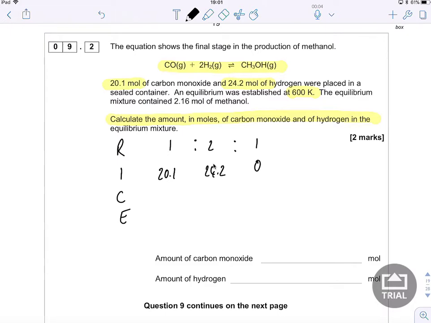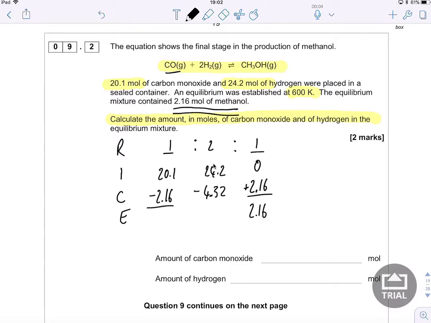So the change in moles. I'm going to work that out actually after I've added a bit of information about my methanol. So my equilibrium mixture, I've got 2.16 moles of methanol at equilibrium. So my change in moles for my methanol, it's gone up by 2.16. Okay, so to work out my change in moles for carbon monoxide, I must have taken away 2.16. So that's in the same ratio 1 to 1, so I don't need to do anything to that 2.16. However, my hydrogen is in a 2 to 1 ratio, so I need to times that 2.16 by 2. So that becomes 4.32. So my hydrogen will have gone down by 4.32.